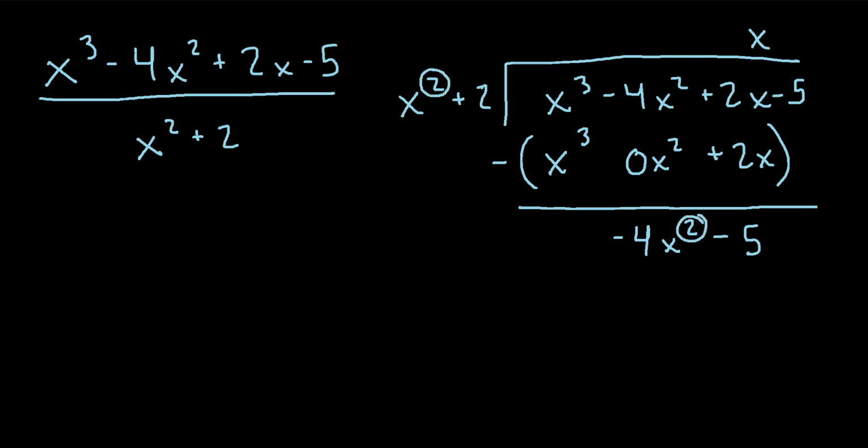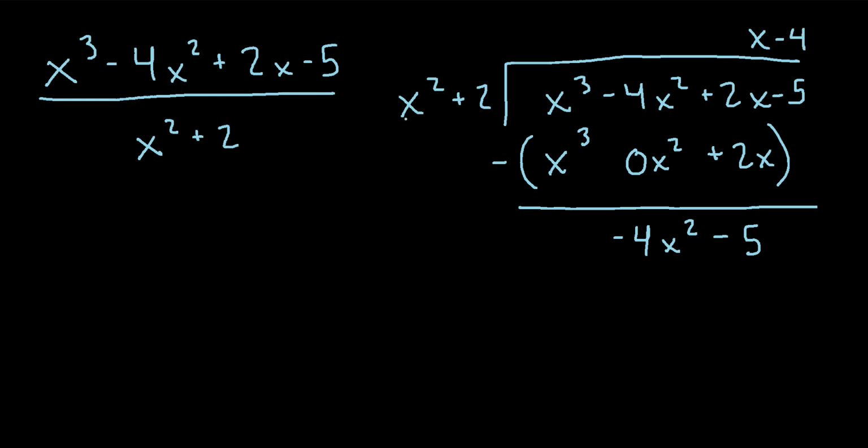Okay, so the degree of this resulting expression is 2, and our divisor is 2, so we have to keep going. Remember, we keep going until this expression right here has an exponent that's less than the divisor. So we're going to ask ourselves, x squared times what gets us negative 4x squared? Well, that would be a negative 4. So we're going to write negative 4 up here in the quotient.